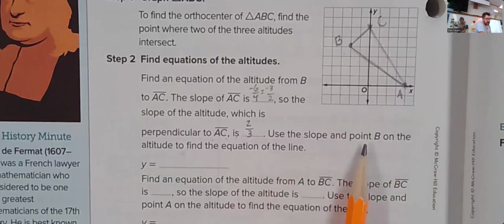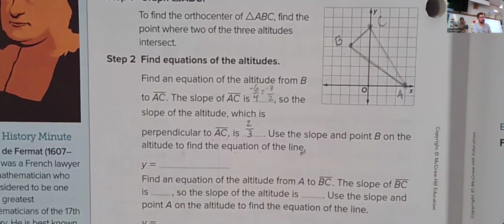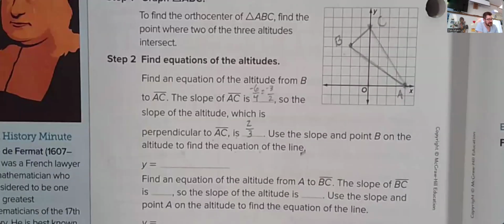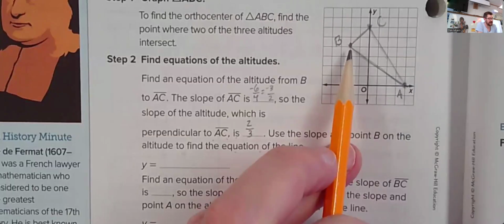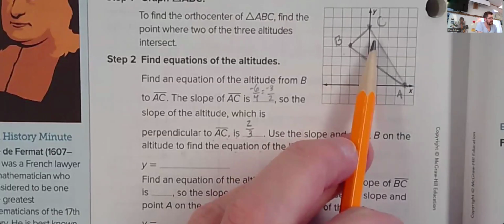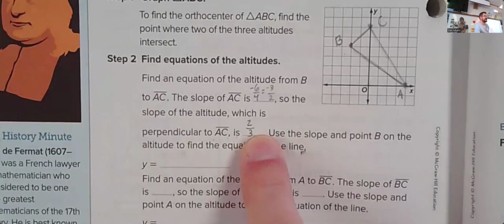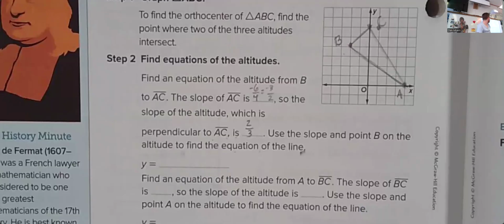So you're going to use the slope and point B on the altitude to find the equation of the line, which we'll get to in a second. But from point B, we need to go up 2 and over 3, because the line originates from point B, since it has to be from the vertex perpendicular to CA. So if we go up 2 and over 3, because that's the slope of the line we're using, we go 1, 2, and then 1, 2, 3. Those 2 points will contain that line.